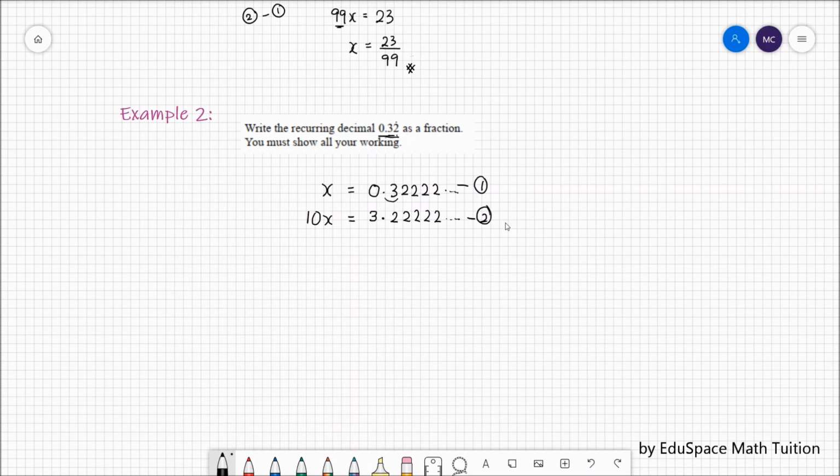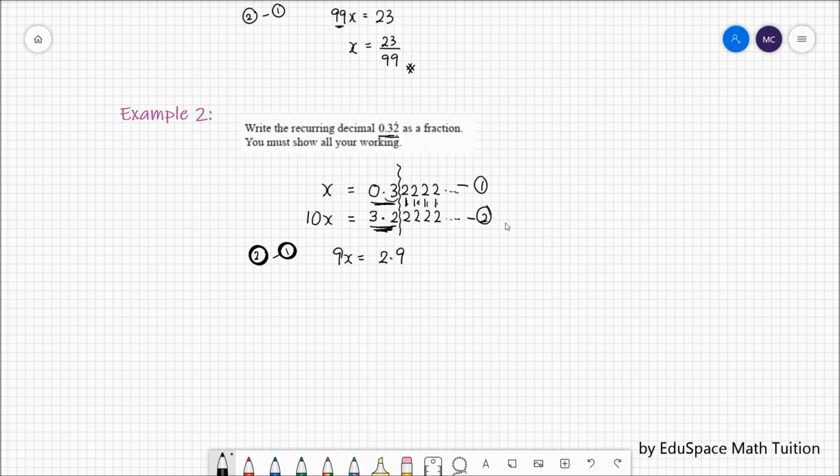So again, I'm going to start with my simultaneous equation by using my equation 2 to minus my equation 1. So equation 2 is 10x minus x. I will be getting 9x only. If you look at the right hand side properly, after the first decimal place, everything at the back is exactly the same. So 2, 2, 2, 2. So if I use my equation 2 to minus equation 1, the whole thing at the back will be completely cancelled out. I will be only left with my 3.2 minus 0.3. So therefore I will be getting 2.9.